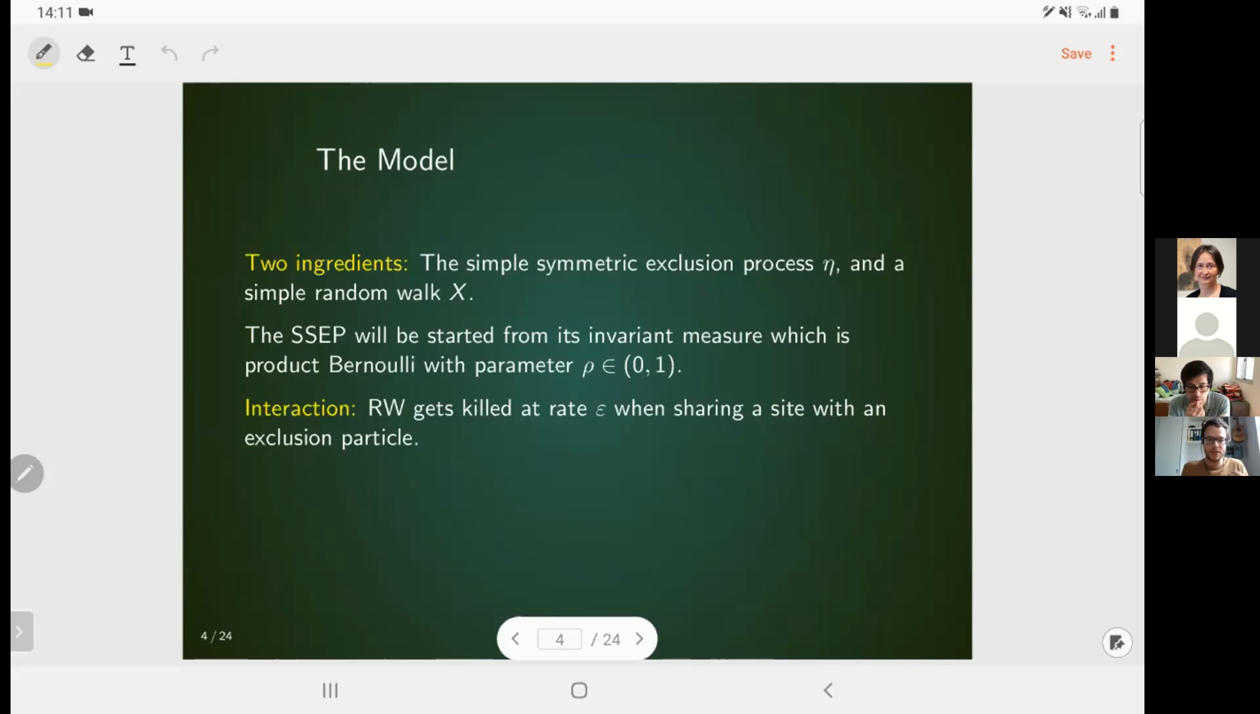And the quantity of interest, the thing that we would like to understand, is what is the probability that the random walk survives given the evolution of the exclusion process. So this probability is really random in the exclusion process. In particular, we have this rate epsilon that will go to 0, so the killing becomes weaker and weaker. And what we would like to know is at which space-time scale we need to look to see the effect of this killing happening. So that's already the model.